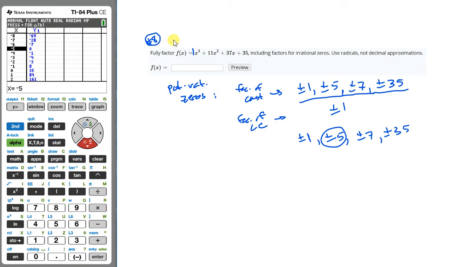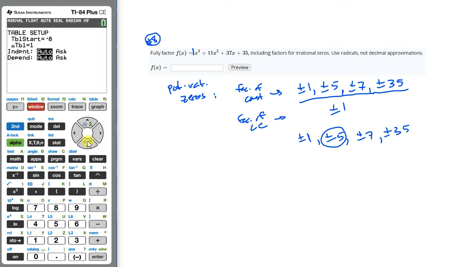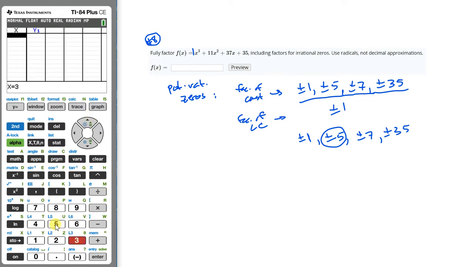There might be some more in this list that are actual zeros, but they weren't there. We could scroll down to plus or minus 35. It's also not going to work, because these numbers are becoming huge already. So it looks like the only rational zero was -5. If you want to, you could plug in 35 and -35. I can go to table set, go to ask on my independent variable so I can type stuff in, and type 35 into my polynomial, and then try -35. Super bad, right? 5 didn't work, but negative 5 did.